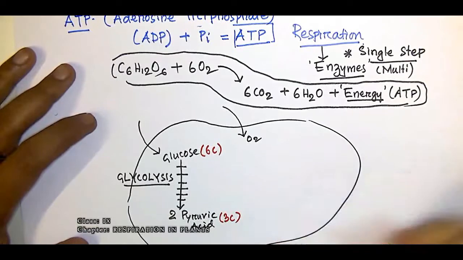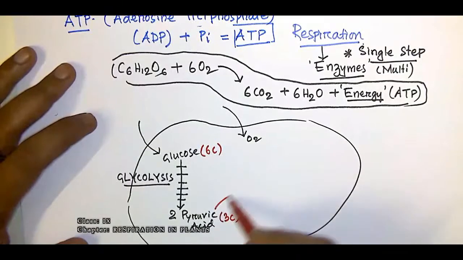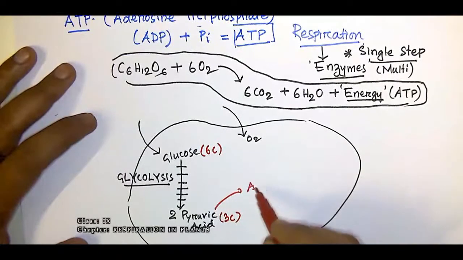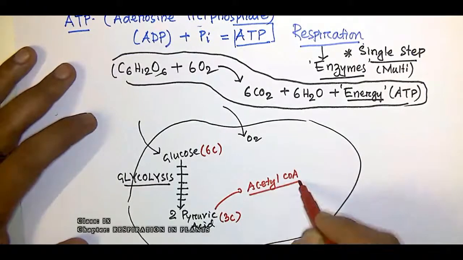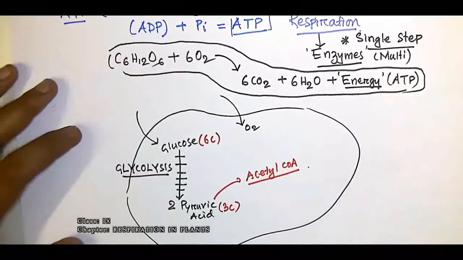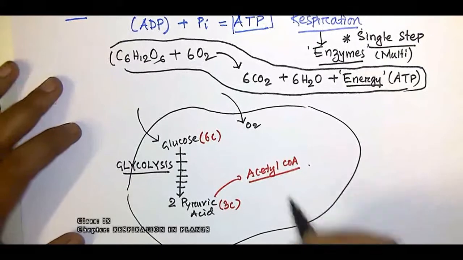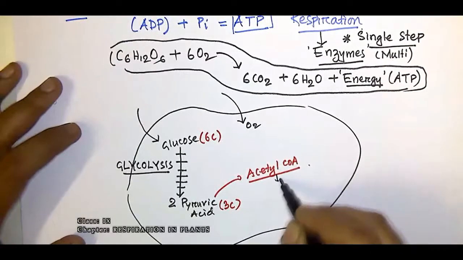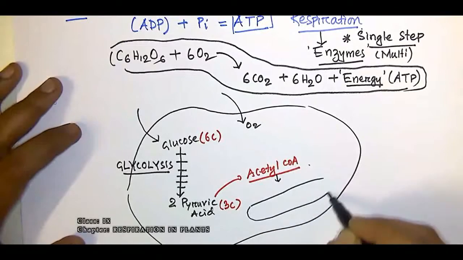Getting the point, right? So what is going to happen to this pyruvic acid next? This pyruvic acid will eventually get converted into something called acetyl CoA. And after it gets converted into acetyl CoA, it will get permission to enter into the powerhouse of the cell.